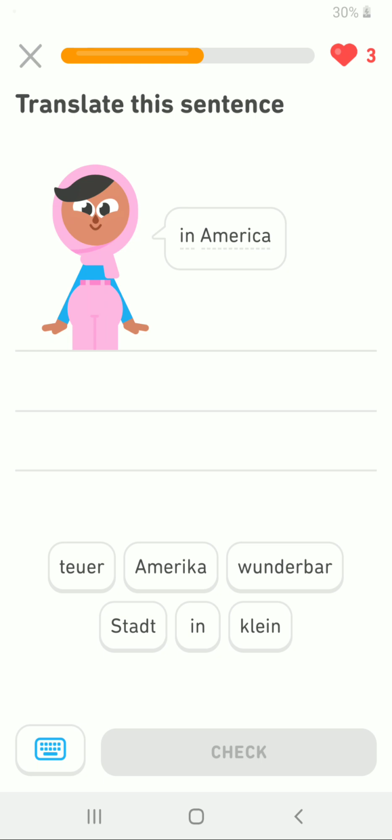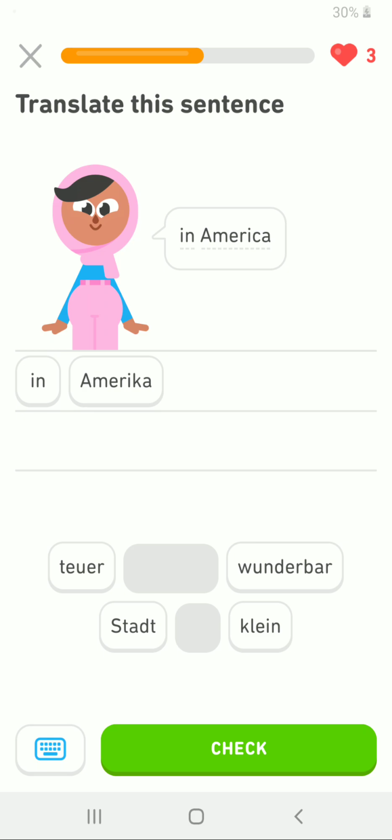In America, so in America, I will say in America. The only thing is that I have also seen the preposition im, in the immediately previous lesson, but I don't remember the sentence exactly. But I know sometimes in German they don't say in, they say im. So I hope to discover the whole mystery about this.